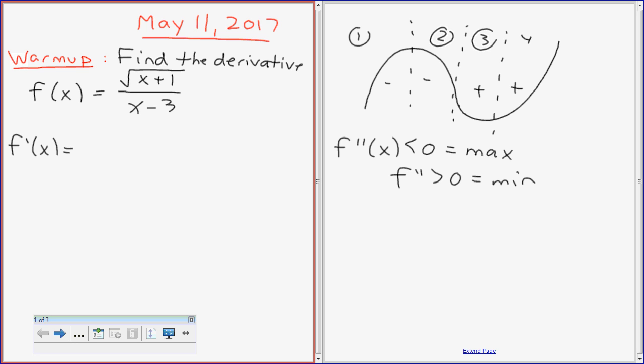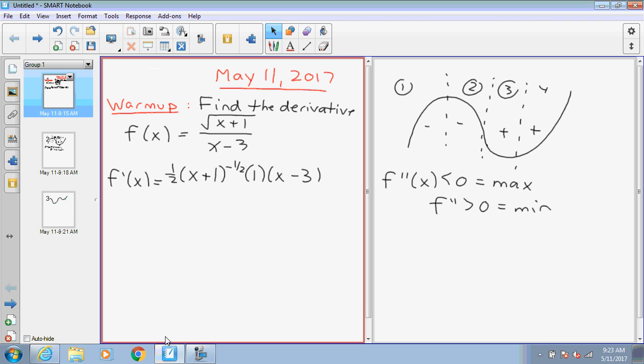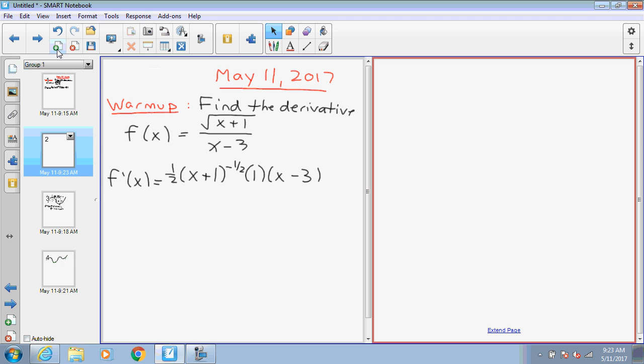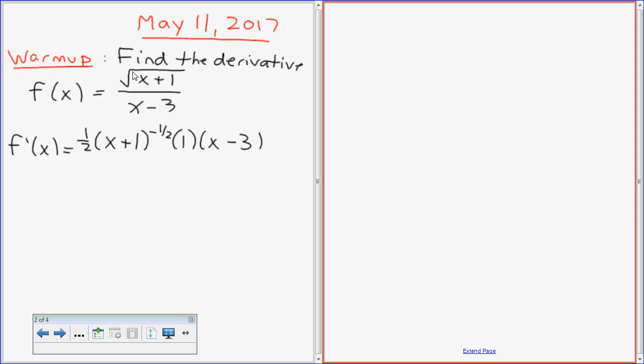Bracket x plus 1. Then bracket 1. Bracket x minus 3. Hold on a second. I'm going to need 2 pages here. That's right. Okay, good. So that's the derivative of the first part. Very good. Okay, so thank you.